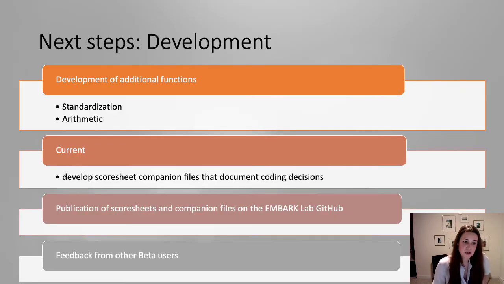So some development that I want to do in the future: development of some additional functions, some standardization is next on the list, as well as just basic arithmetic, things like that. And I am currently also developing some score sheet companion files that document coding decisions and essentially can be used in companion to create a full data dictionary for your project. We are working on that in the Embark Lab and should have that up and going as a template for other labs to use probably in the next 6 months.